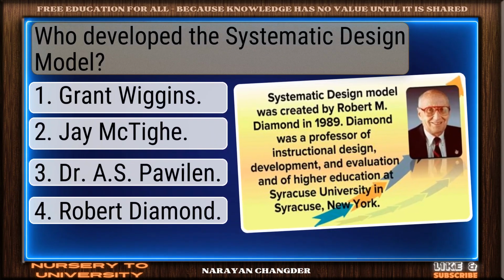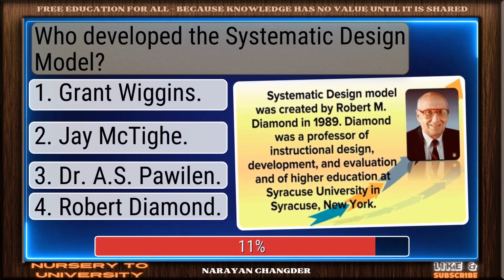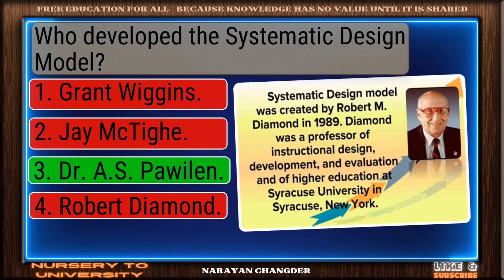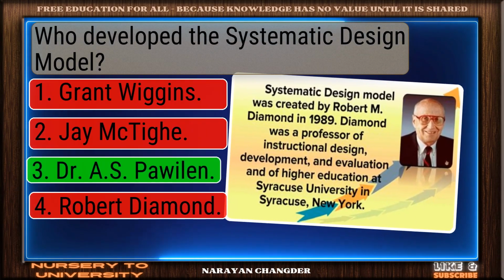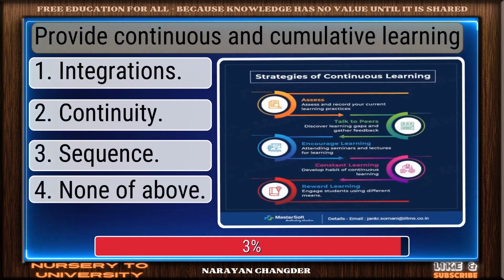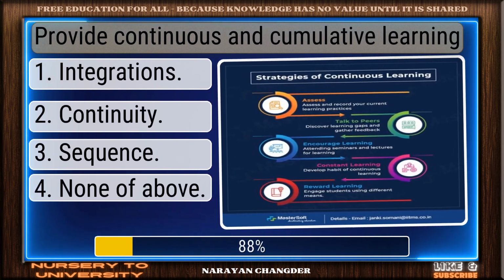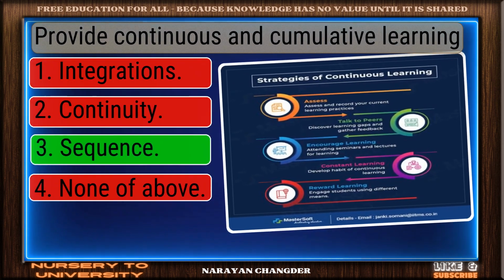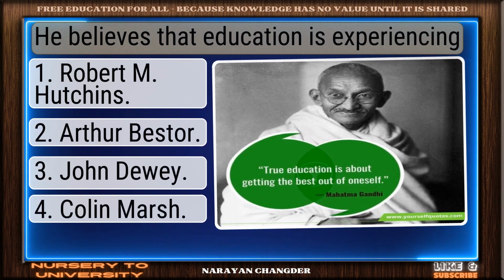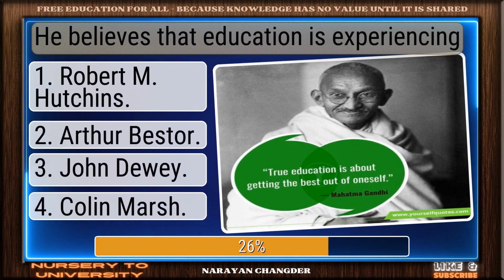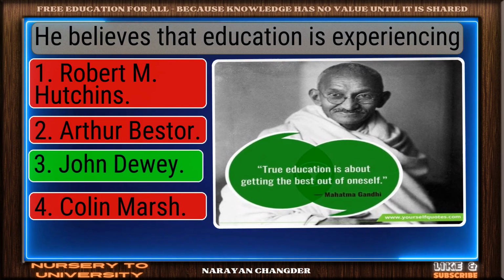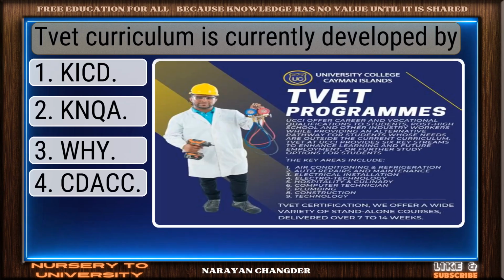Who developed the systematic design model? Clear logic. Your choice, Dr. A.S. Pollen, is sound and 100% true. Provide continuous and cumulative learning. Correct. Sequence is the right answer. He believes that education is experiencing. Sharp thinking. John Dewey is the right choice.